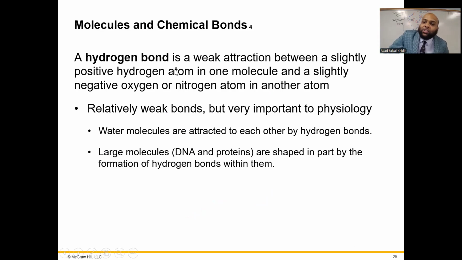This hydrogen bond is a weak attraction between a slightly positive hydrogen atom in one molecule and a slightly negative oxygen or nitrogen atom in another molecule. So these are relatively weak bonds, but they are very important to physiology. Water molecules are attracted to each other by hydrogen bonds. Large molecules, DNA and proteins, are shaped in part by the formation of hydrogen bonds.